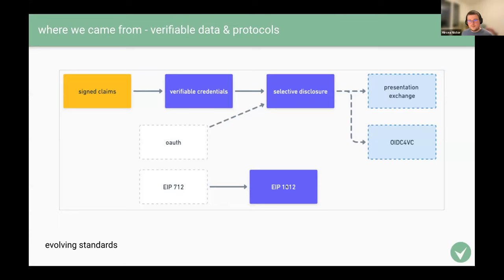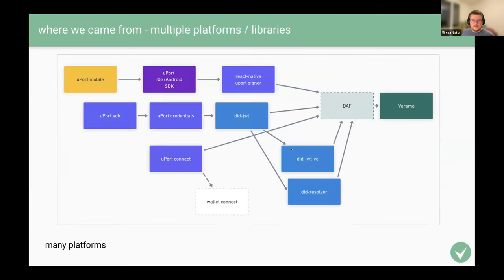All of these things were evolving while we were working with it. And we were working with it in mostly a mobile app at the time. But this mobile app also needed to interact with websites. So we created two stacks, essentially, one for backends, the uPort SDK, and one for frontends, uPort Connect.